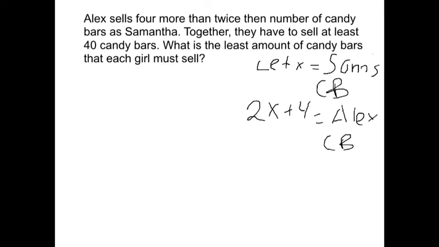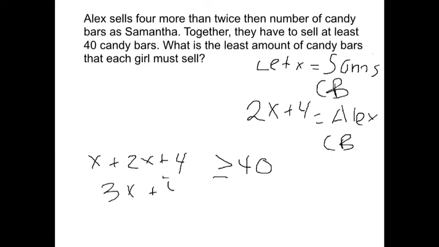So I know that together they have to sell at least 40 candy bars. So I know that at least would be greater than or equal to 40. So for whatever reason, they have to sell at least 40 candy bars. Their minimum amount they can sell is 40, but they can sell 100 and all is good in the world. Together, so that would be Sam plus Alex, has to be greater than or equal to 40. 3X plus 4 is greater than or equal to 40.